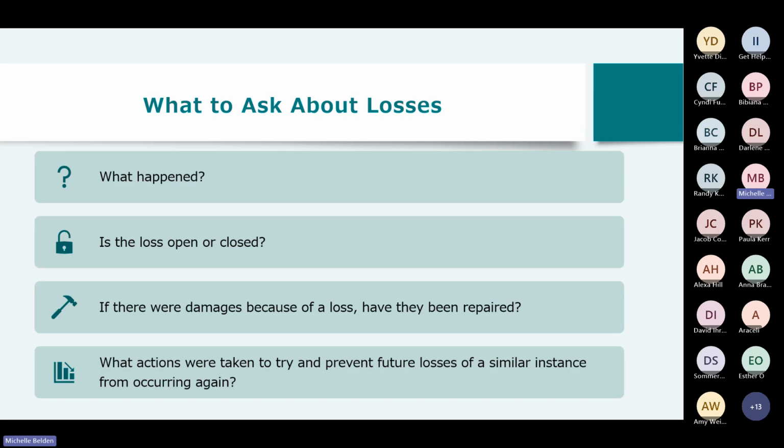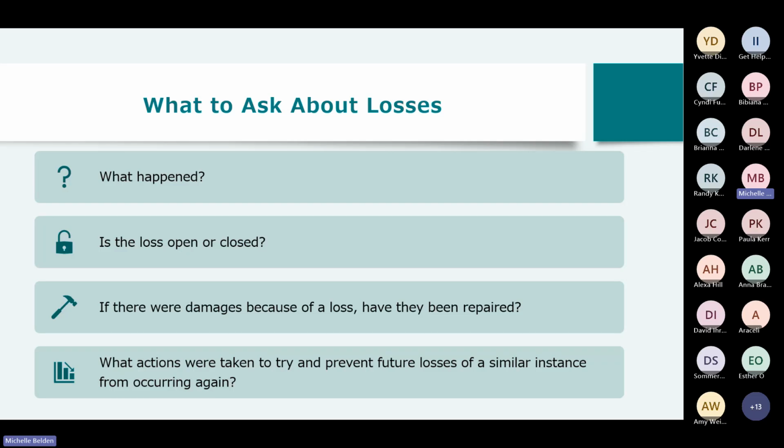Okay, so what to ask about losses? An important thing to ask, like I've been saying, is what happened. On loss runs, you don't always get a lot of detail. Sometimes you'll just see water damage, or property, or building, and that doesn't really tell us anything. So give an explanation of what occurred.